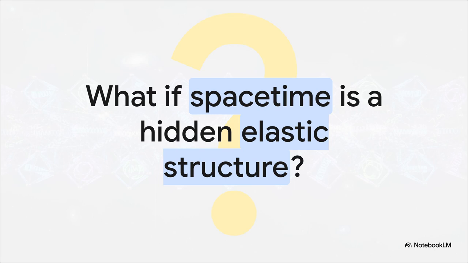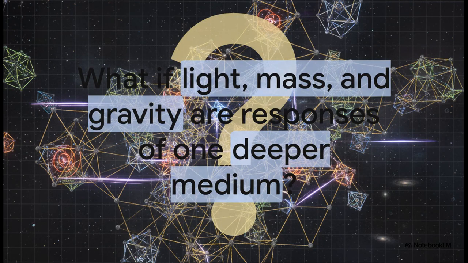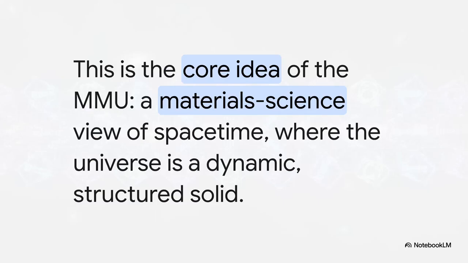What if the vacuum of space, the nothing between everything, isn't a void at all? What if it's more like a material, a hidden elastic structure that can actually stretch and twist and compress? And okay, let's take that a step further. What if everything we think of as fundamental, light, mass, even gravity, aren't separate things? What if they're all just different ways that this one single deep medium responds to, well, everything? And that right there, that's the core idea of the MMU.